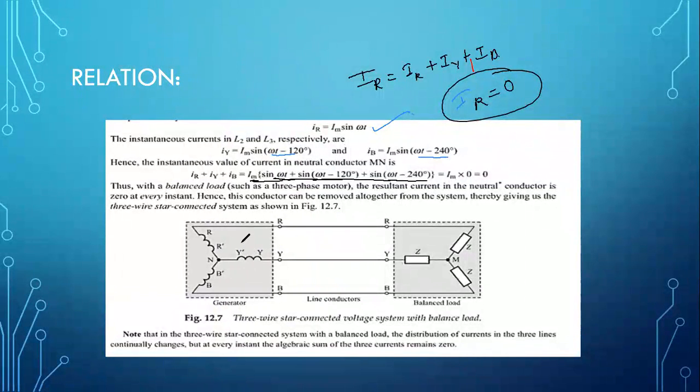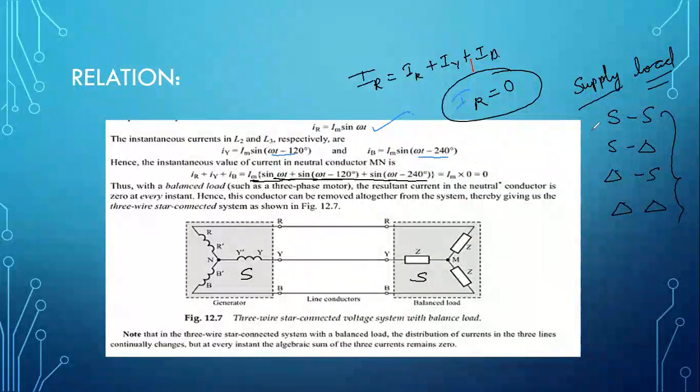Now you can have a supply or generating end and a load end. Here this is star and this is also star connected. So we have four options overall: star-star, star-delta, delta-star, or delta-delta. These four connections are possible if we are using star and delta connections. One more thing, this is your supply side and this is your load side. This is your star-star connection.